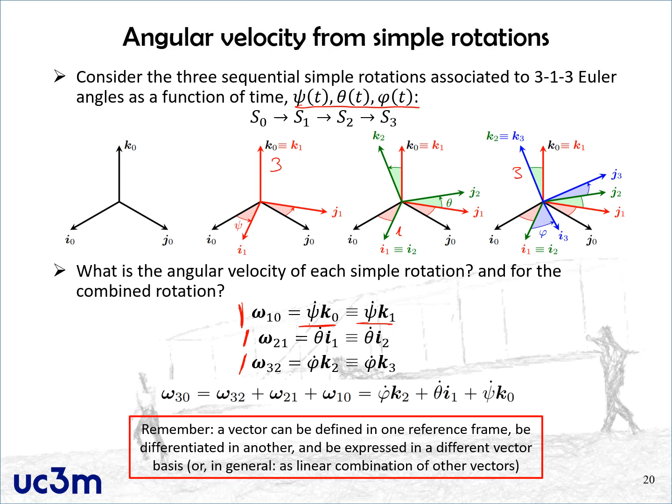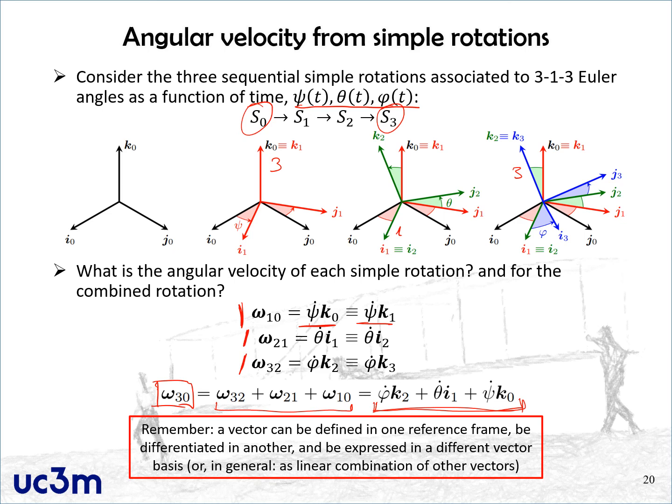Now, what is the angular velocity for the global rotation, for the combined rotation? Well, that is the angular velocity 3,0, the rotation of basis 3 with respect to basis 0. Using the rule of composition of angular velocities that we saw before, we just need to add together the three angular velocities that we have identified to get this result. So that is the angular velocity of the combined rotation.